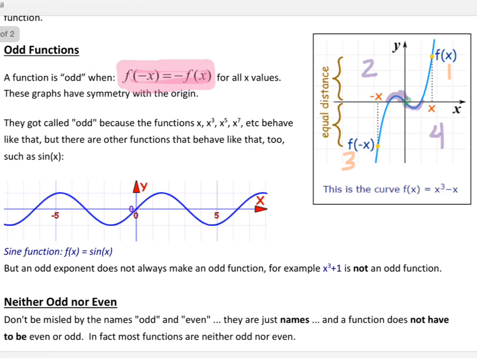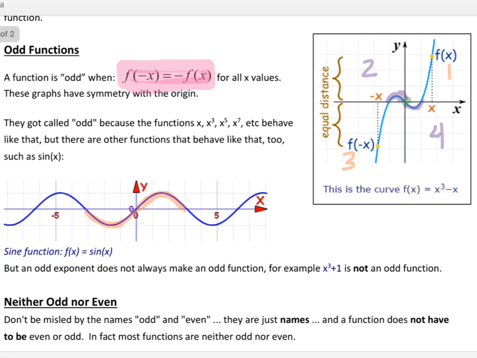Again, it's not just those polynomials that have the odd name. There are also graphs like the graph of sine. If you look at the graph of sine, we just isolate that one little piece, rotate it 180 degrees, and you're going to get that piece down here. So that's also an odd function.